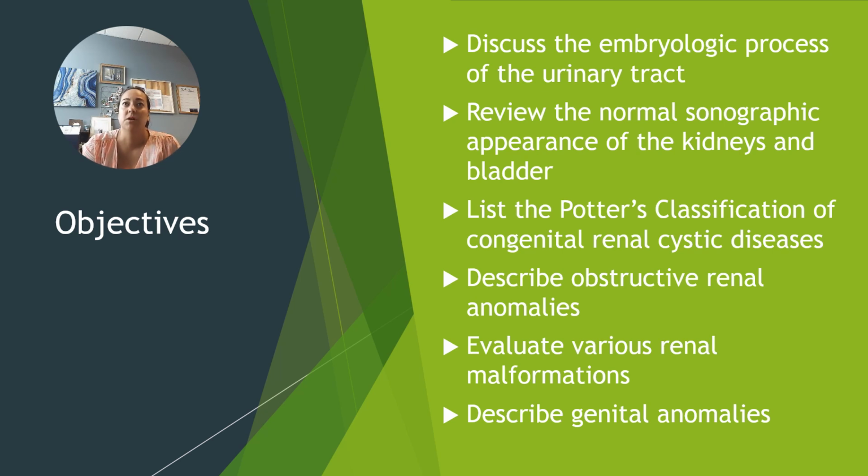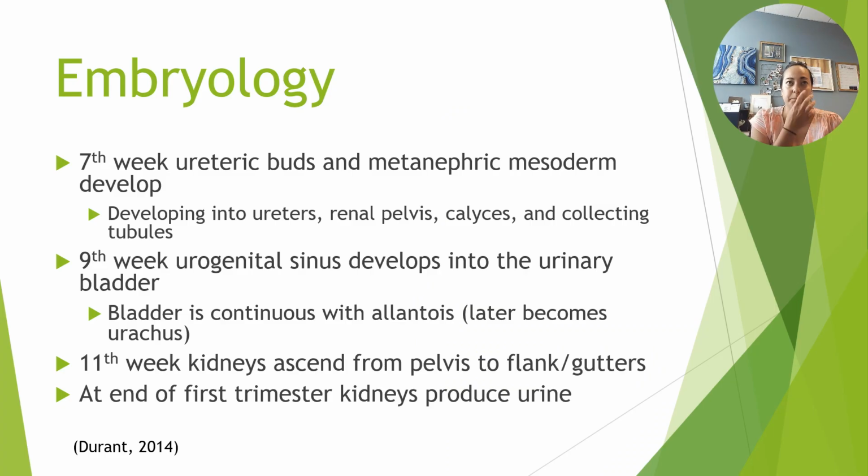And then we'll talk about Potter's classification of those congenital renal cystic diseases, and describe obstructive renal anomalies, and those two things should be pretty familiar from your abdominal class. And then we'll talk about various renal malformations that can arise in utero, and then discuss genital anomalies as well.